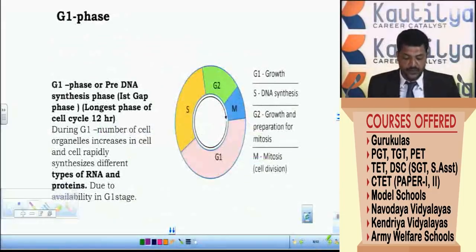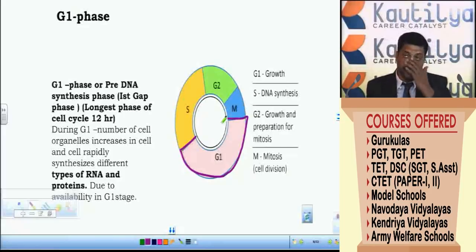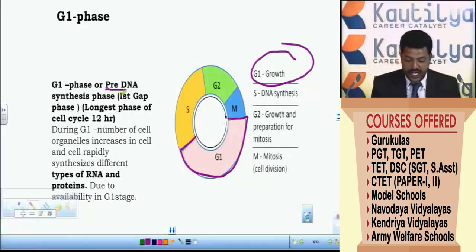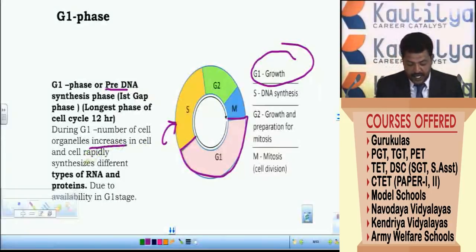Now the G1 phase is also known as pre-DNA synthesis. Here in this circle it is mentioned that G1 is the maximum phase for protein synthesis. G1 is also known as the pre-DNA synthetic phase, because DNA synthesis takes place in the S phase, after G1. It is the first gap phase and the longest phase of the cell cycle, around 12 hours or more. During G1 phase, the cell organelles increase in size and number rapidly. Synthesis of different types of RNA and proteins takes place.